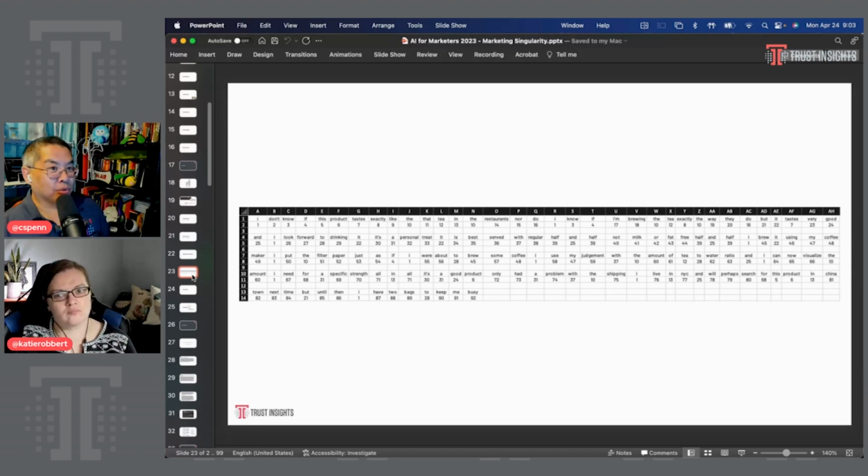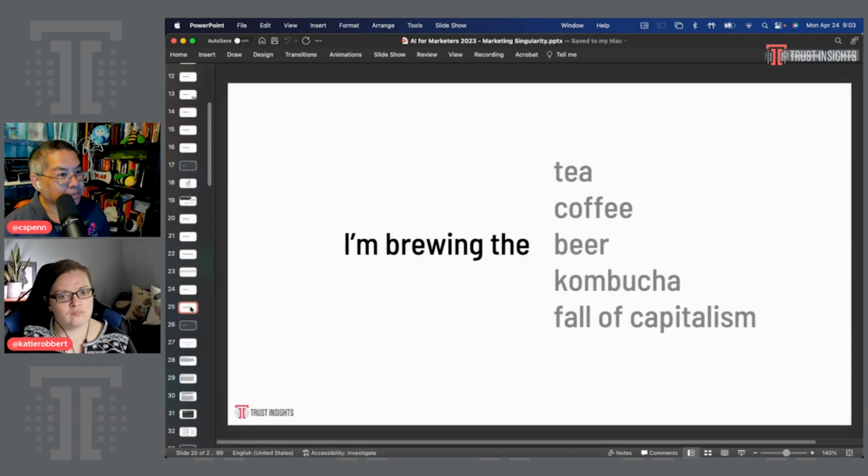If you're saying I'm brewing, right, there's not too many options, right? I'm brewing tea, coffee, maybe beer, kombucha, probably not the fall of capitalism, but these are... Say more. Exactly. That's how these models work. They are just huge tables of probability.